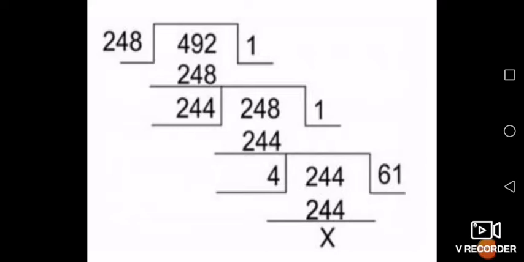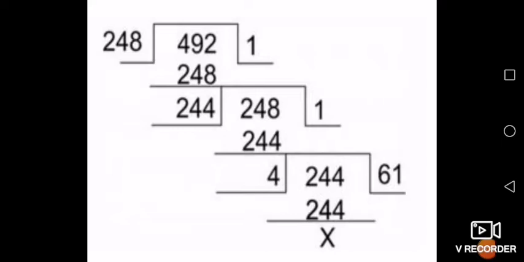Now the first step remainder will become the divisor in the second step, and the divisor of the first step will become the dividend of the second step. It will go inside, 1 time will be 244. Then lastly 4, the remainder of the second step, that is 4. It will become the divisor for the third step, and this 244, which is the divisor of the second step, will become your dividend. Now 6 times will be 24 and 1 times will be 4.